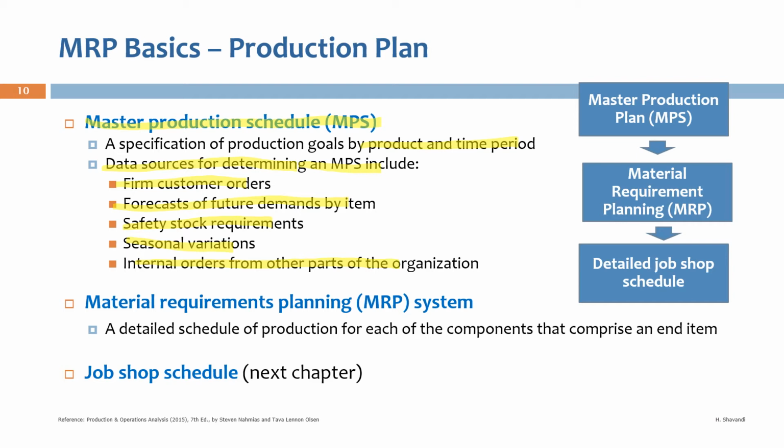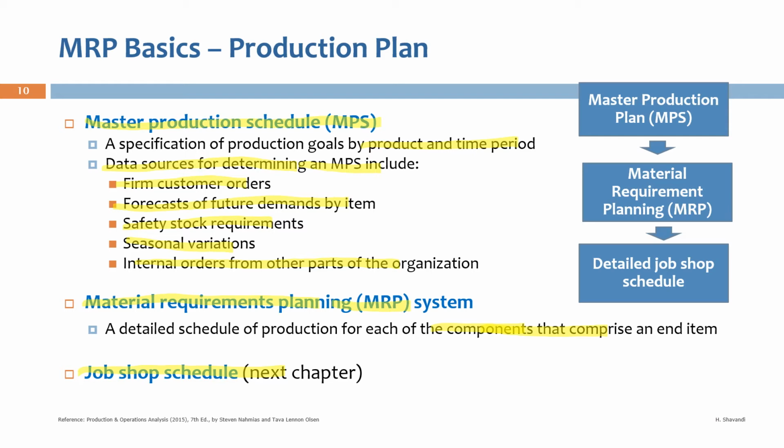And then by having that, we go through the material requirements planning, or MRP, and then we will translate the MPS into the components and the materials that will be used to produce the end items. Okay, and at the end we will have a job shop schedule that will be a schedule of the low-level operations, and we'll learn this in the next chapter. But this chapter is focusing on MRP.